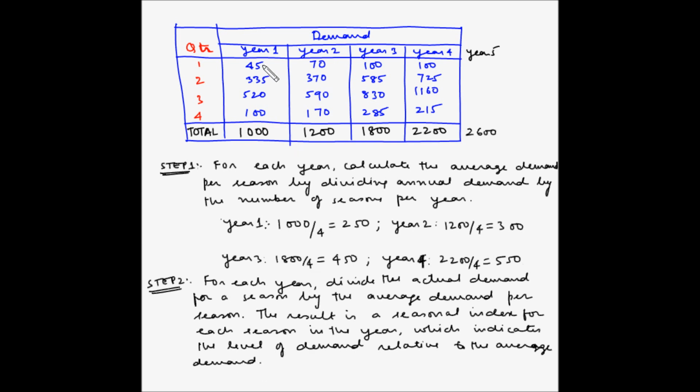So basically we have this actual demand and we have the average demand. If there was no seasonality, then the total yearly demand divided by the number of seasons is giving you the average demand. So we have to find out for each of these quarters what is the relation of the actual forecast with the average forecast. So let's find that out.